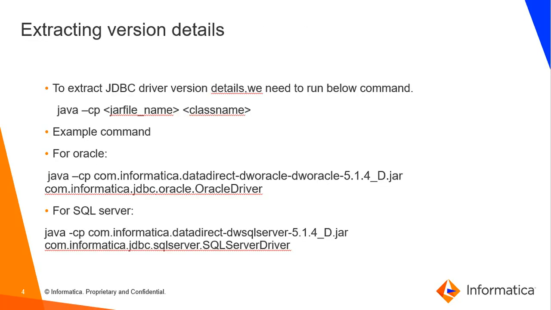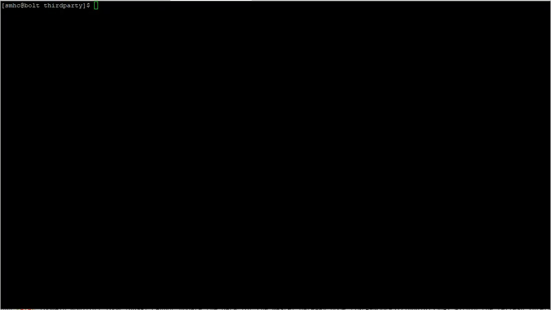Now let's see the command that we use to extract the DataDirect JDBC driver version. The command will be java -cp, the jar file name, and the class name. I have given example commands for Oracle and SQL Server. Now let's see a demo on the same, how to run this command on the server.